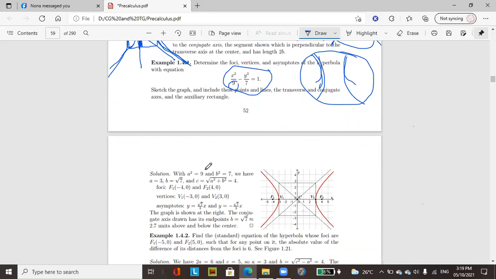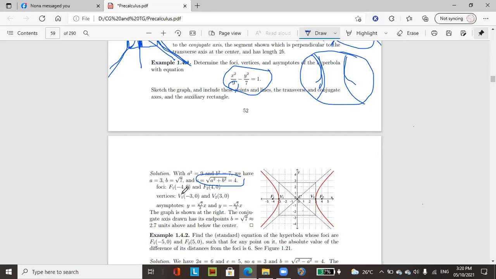So a squared is equal to 9 and b squared is equal to 7. So it follows that a is equal to 3 and b is equal to square root of 7. Thus, solving for c, it is equal to the square root of a squared plus b squared. Then it is equal to 16. Then the square root of 16 is 4. So, therefore, we can now have the foci.